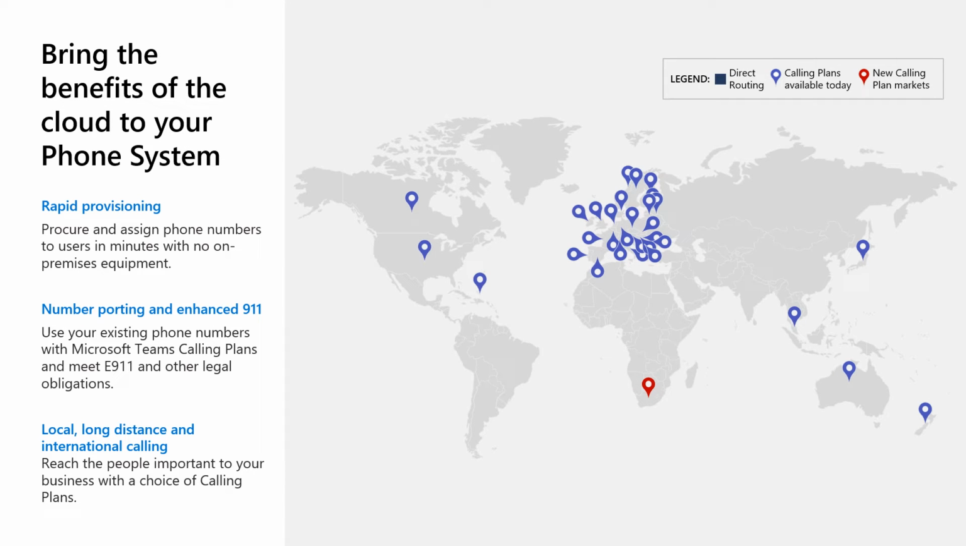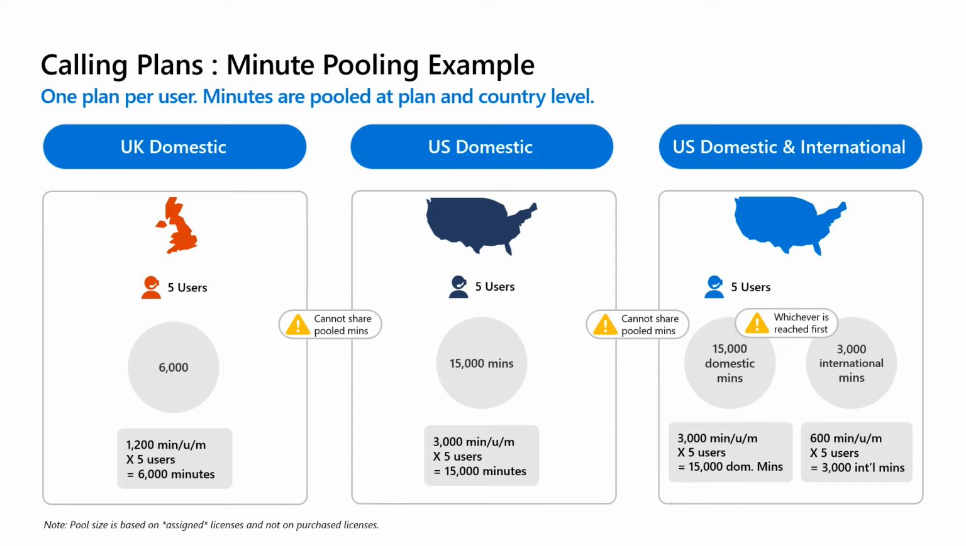Calling plans are available in over 30 countries and enable rapid provisioning of service to users. With calling plans, minutes are pooled at both the plan and country level. In this example, 5 UK users have 6,000 minutes used between them, and US users 15,000, allowing high call volume users to be balanced out by low call volume users. With domestic and international plans, there are pools for domestic minutes and international minutes, and whichever pool is depleted first depletes the remaining minutes in the other.